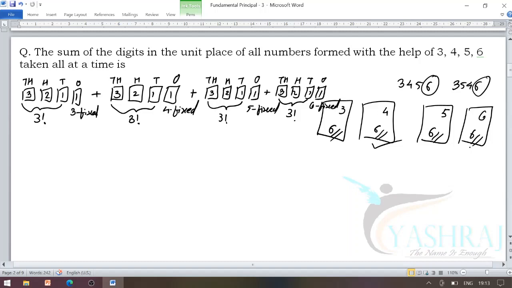Now we have to add up their unit places. That means we have 6 times 3 plus 6 times 4 plus 6 times 5 plus 6 times 6. So ultimately, as per our rule, we have 3 factorial times (3 plus 4 plus 5 plus 6). After adding, we get 18. 3 factorial becomes 6, and 6 times 18 becomes 108. So the sum of the unit place digits of the numbers formed using the digits 3, 4, 5, 6 is equal to 108.